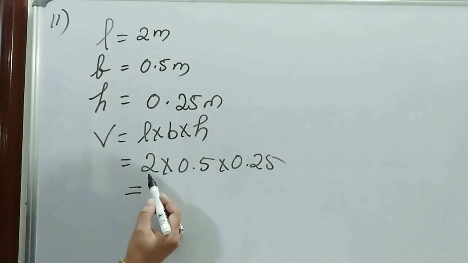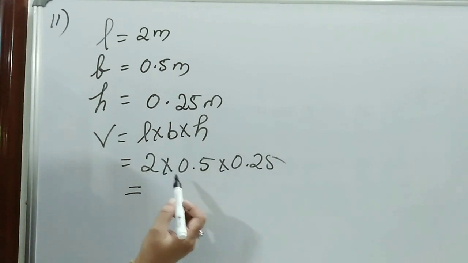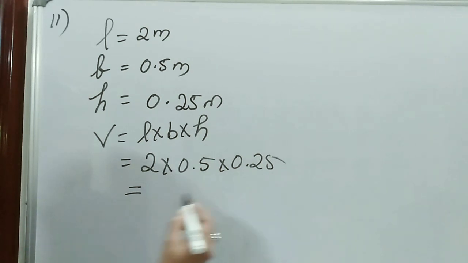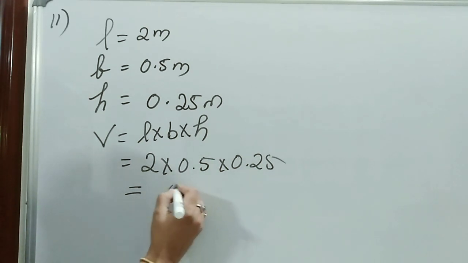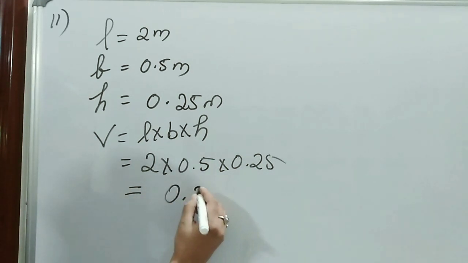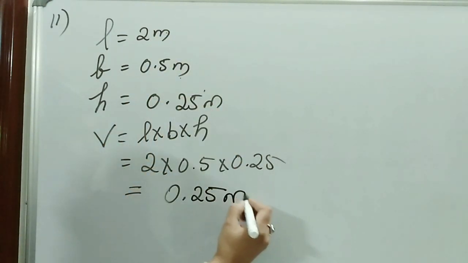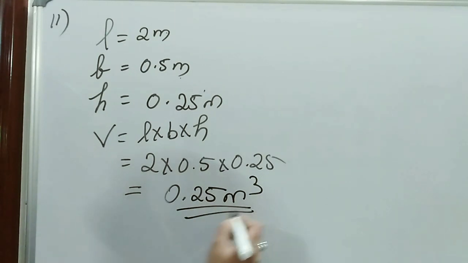while multiplying 2 into 0.5, 2 into 5 is 10, then 1 decimal. So you will get 1 into 0.25. So by multiplying you will get the answer. Volume is 0.25 meter into meter into meter. You will get the answer meter cube.